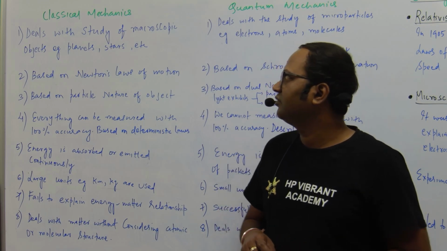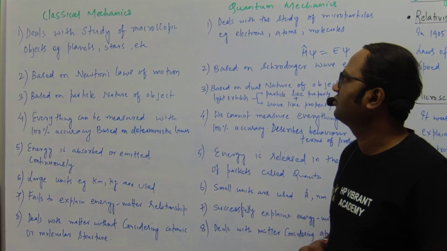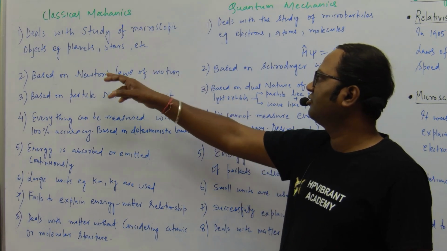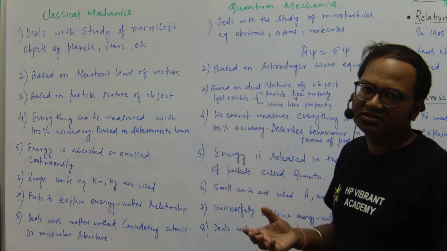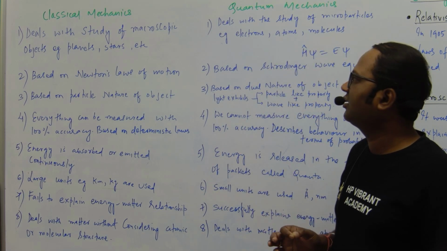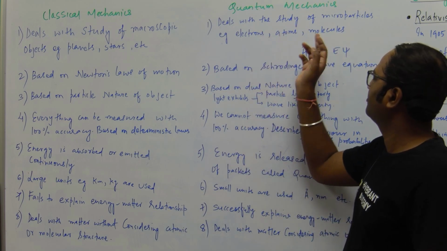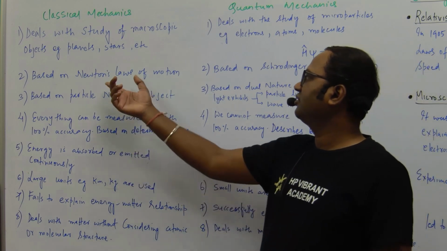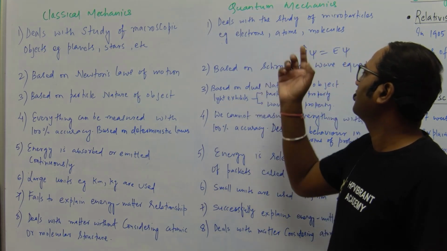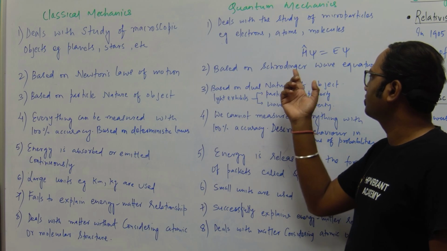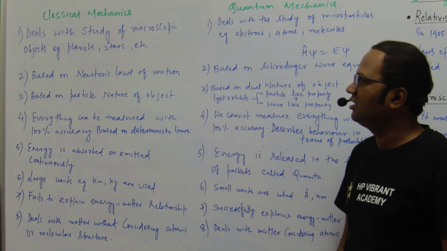Now let us go through the difference between classical mechanics and quantum mechanics. Classical mechanics deals with the study of macroscopic objects like planets, stars, etc. Quantum mechanics, obviously, analyzes at the microscopic level, dealing with microscopic particles like electrons, atoms, molecules. Classical mechanics is based on Newton's laws of motion, which is why we call it Newtonian mechanics. Quantum mechanics is based on the Schrödinger wave equation, Hψ = Eψ, where H is the Hamiltonian operator.